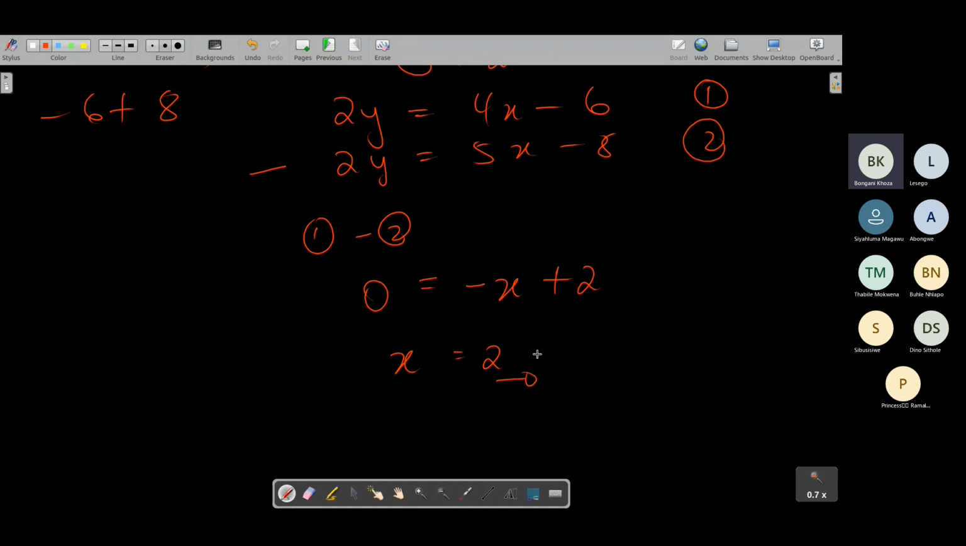Are we okay with that part? Right. Next, you'll say substitute x into the other equation. You can substitute to equation 1, or you can substitute to equation 2. You can substitute to equation 1.